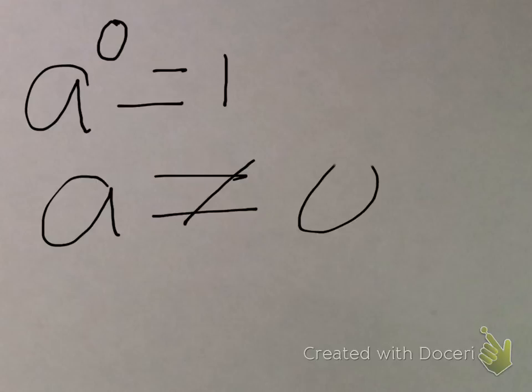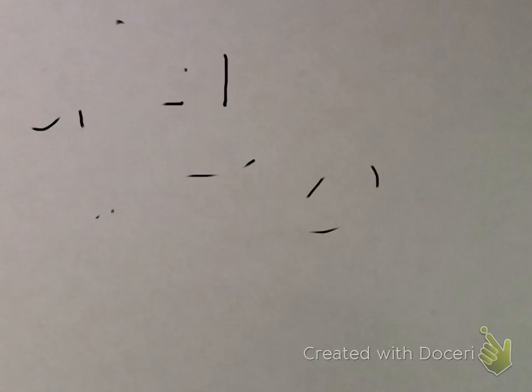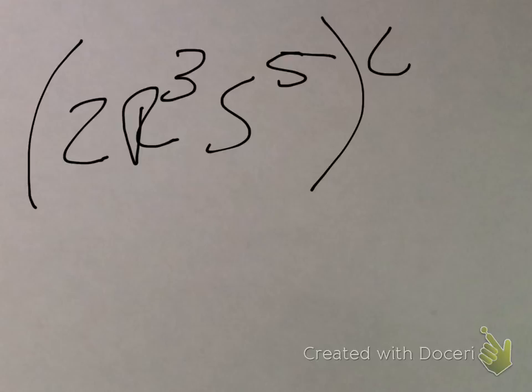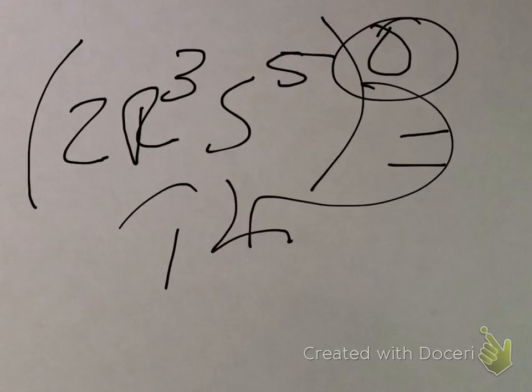An example of this would be, let me erase this real quickly. An example of this would be parenthesis 2r to the cube s to the 5th power to the 0. It looks a lot harder than it is, but it's just equal to 1, because anything to the power of 0 is always going to be 1. So that is your answer.